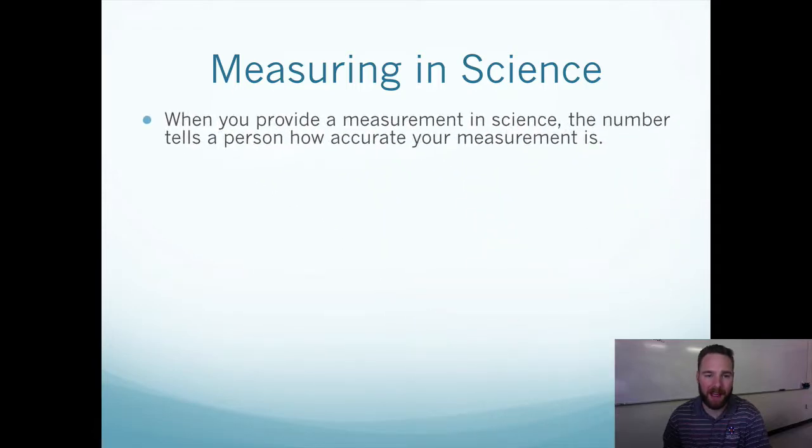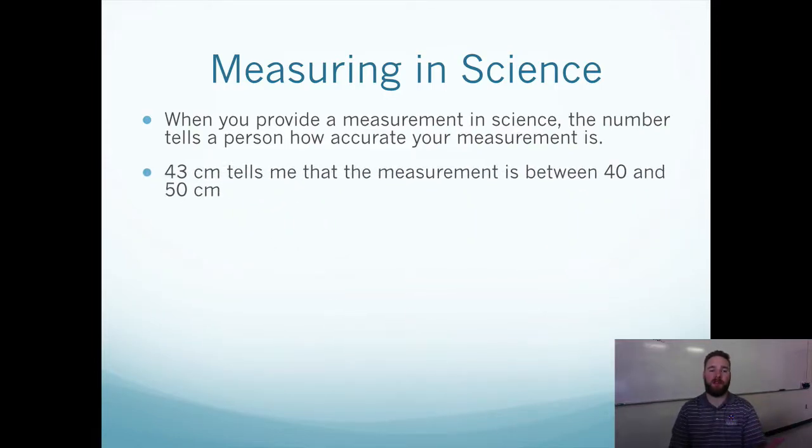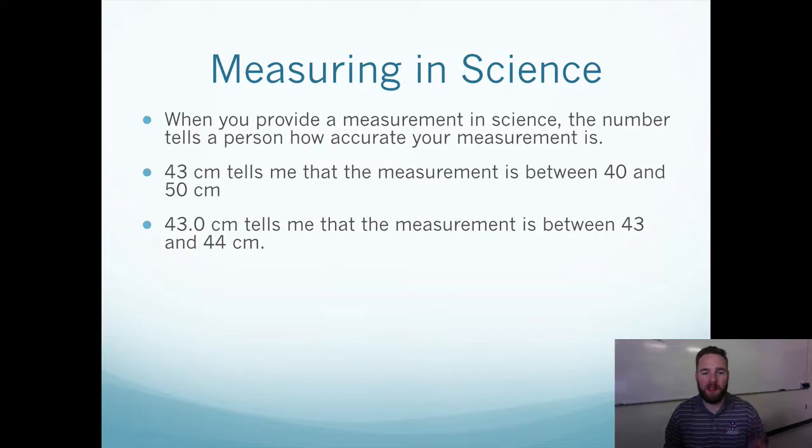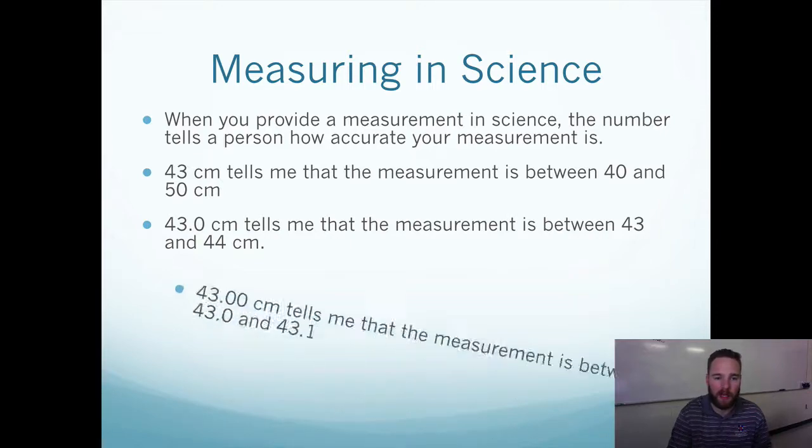Okay, moving on. Measuring in science, when I'm talking about a measured number, the number tells a person how accurate the measurement is. I have some examples here. 43 centimeters tells me that the measurement is somewhere between 40 and 50 centimeters, right? Depending on what type of ruler we're using. Notice this, 43.0 centimeters tells me that the measurement is somewhere between 43 and 44 centimeters, right? That 0.0 tells a story. And we can go on.